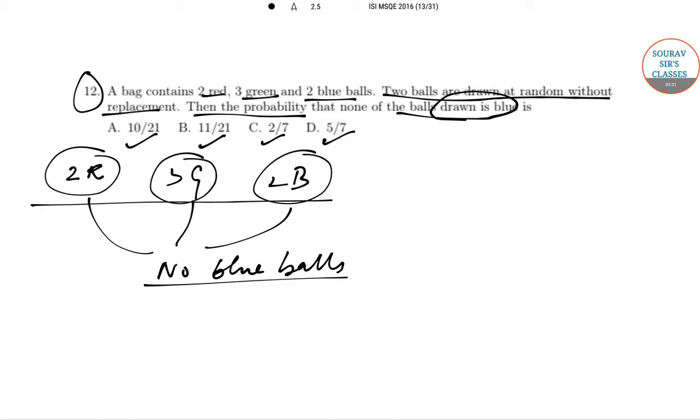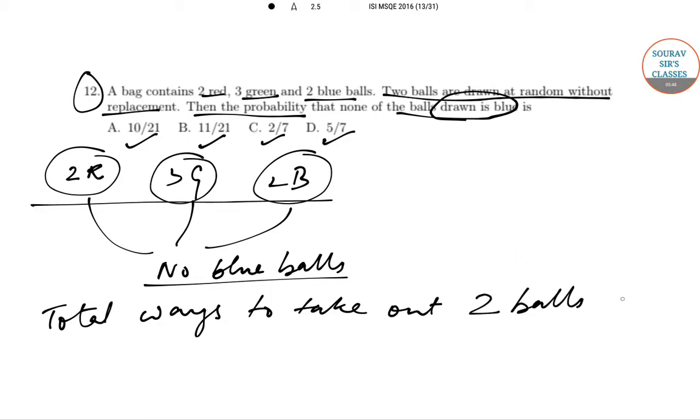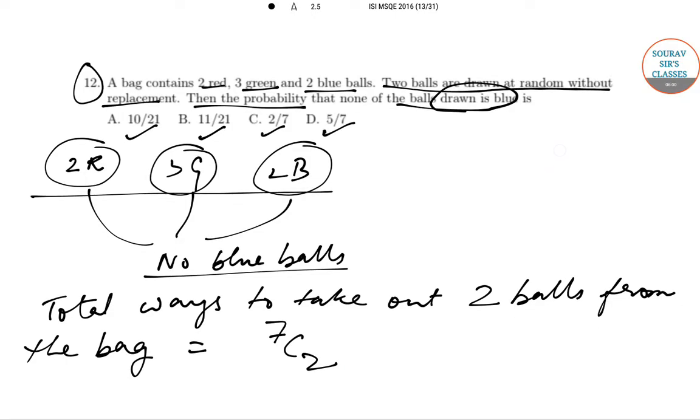So if we take out two balls from this collection, the total number of ways to take out two balls from the bag will be equal to, the total number of balls is 7 and we have to take out two balls, so it will be 7C2.